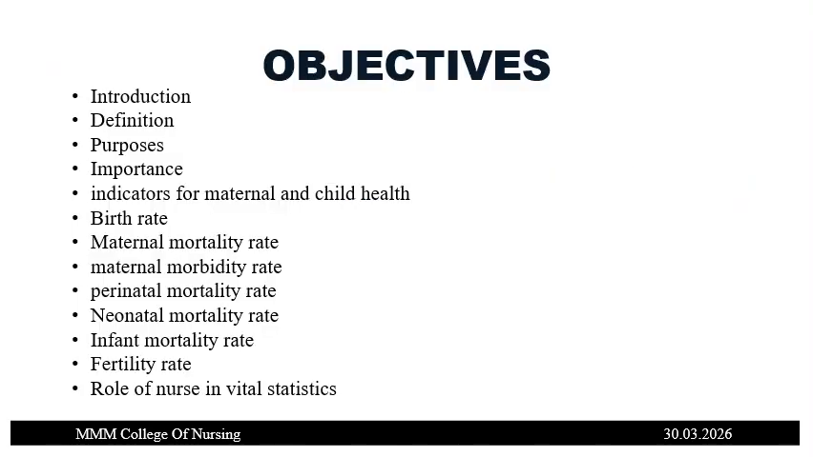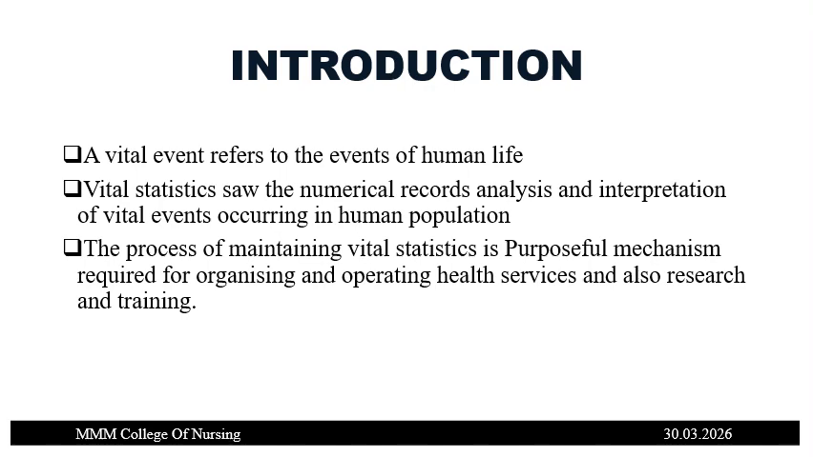In this video, we will learn about the introduction, definition, purposes, importance, indicators of maternal and child health, and what all comes under vital statistics, namely the birth rate, maternal mortality rate, maternal morbidity rate, perinatal mortality, neonatal mortality rate, infant mortality rate, and fertility rate. And at last, we will see about the role of the nurse in vital statistics.